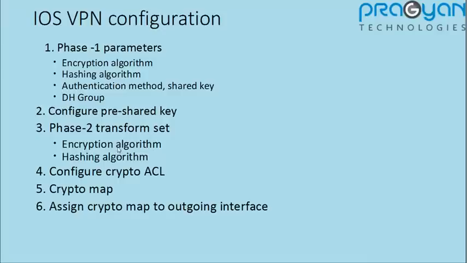In the transform set you have your encryption algorithm and hashing algorithm for phase 2, right? And then you should configure your crypto SEL. What that means is this defines your proxy ID: what devices are on one side of the VPN and what devices are on the other side of the VPN. And then you will create a crypto map where you bind all this information together into the VPN. And then finally you will apply that crypto map to your outgoing interface, right?